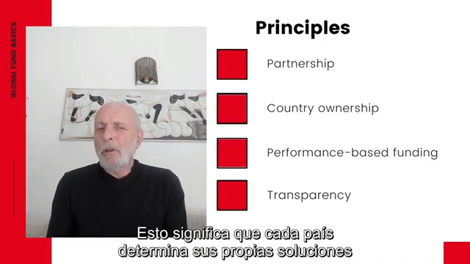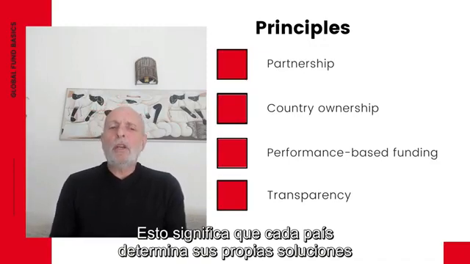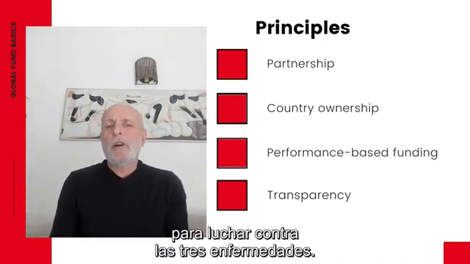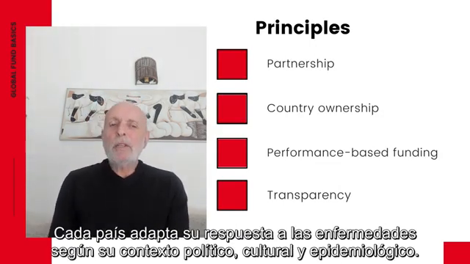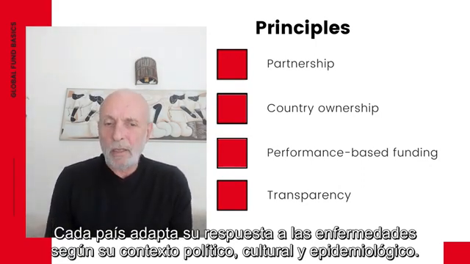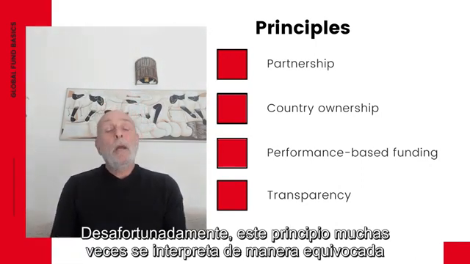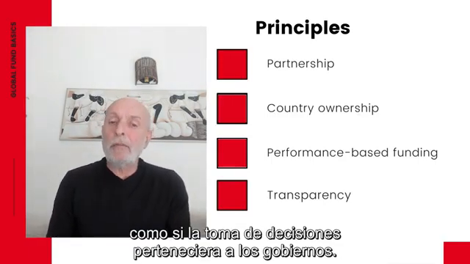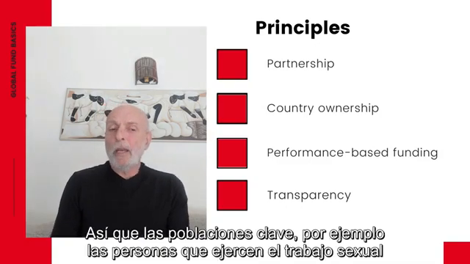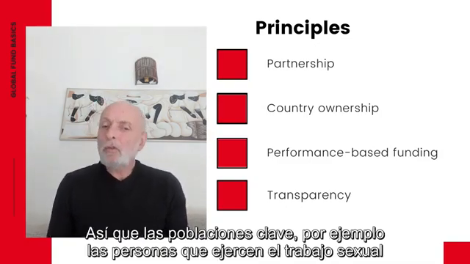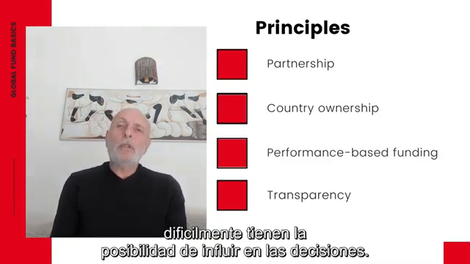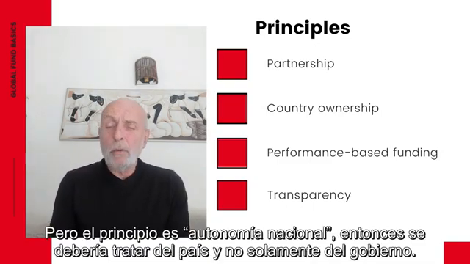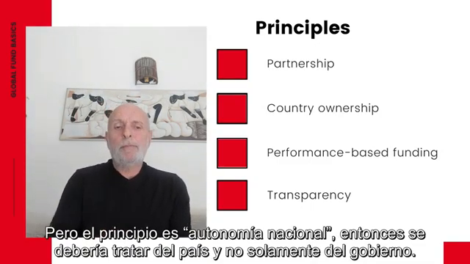Now, country ownership means that people determine their own solutions to fighting the three diseases. Each country tailors its response to the political, cultural, and epidemiological context of that country. Unfortunately, this one is too often interpreted as government ownership, and key populations, like sex workers, struggle to have an influence on decisions. But the principle is country ownership.